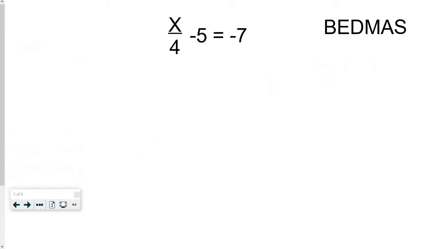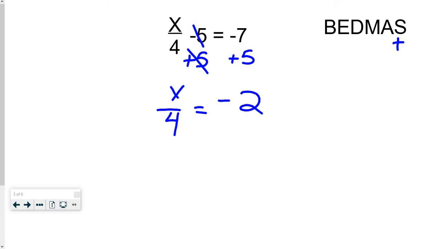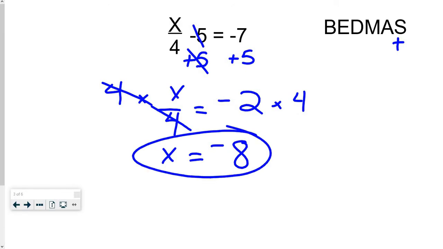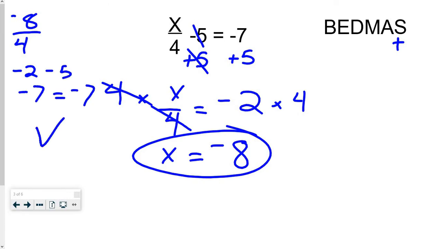X divided by 4 minus 5 equals negative 7. So let's go through subtraction. The opposite is positive, or plus. So we're going to add 5 to this side, plus 5 to both sides. Let's cancel that out. We're left with X divided by 4 equals negative 7 plus 5, negative 2. When we multiply this, to get rid of the 4, we have to multiply this by 4 as well. X equals negative 8. So when we double check this, negative 8 divided by 4 equals negative 2 minus 5 equals negative 7. That equals negative 7. We are correct.